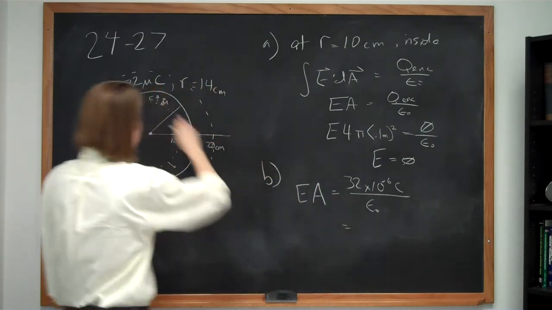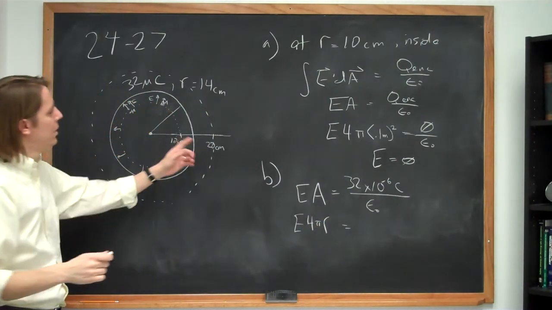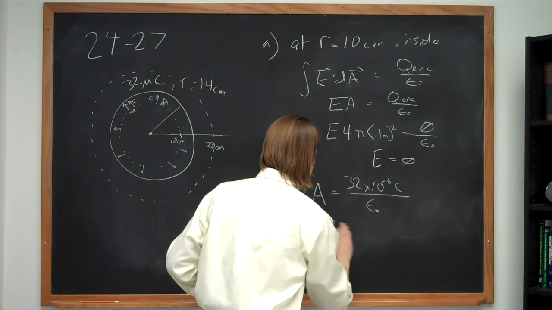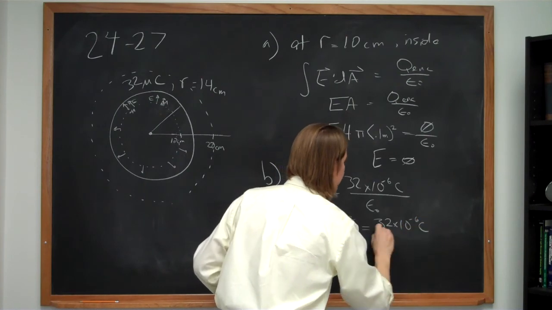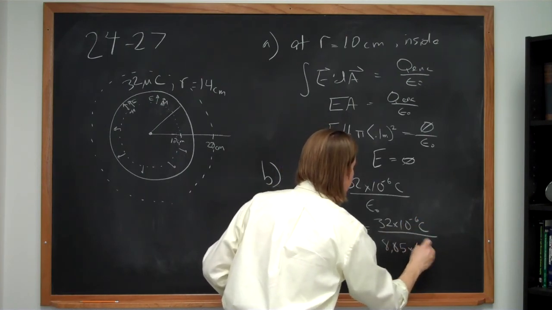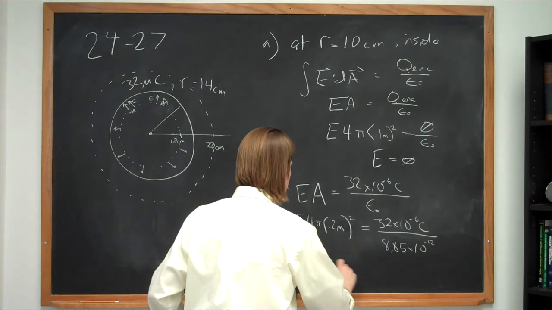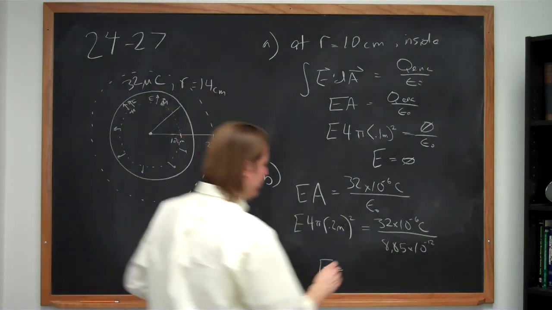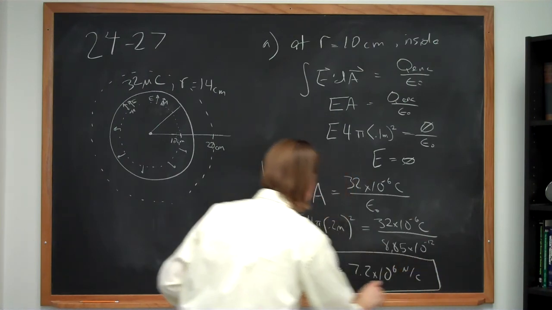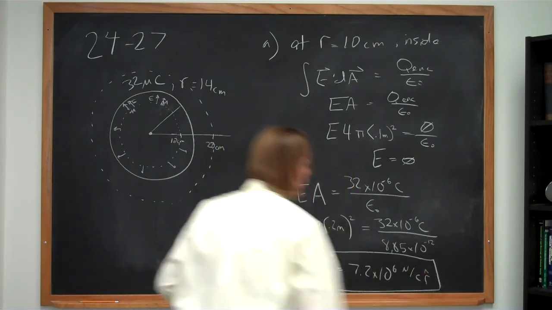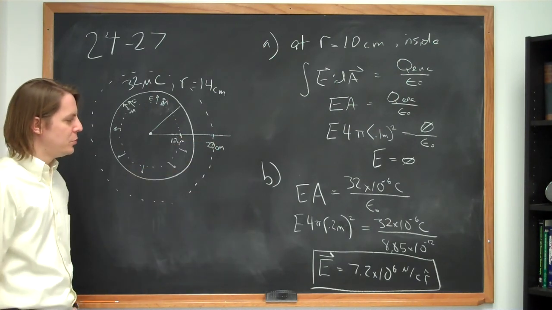And EA, okay, well E is what we're looking for. E times 4 pi, and then 0.2 meters squared, 4 pi r squared, 32 times 10 to the minus 6 coulombs, 8.85 times 10 to the minus 12. So there's every number you need. You plug in for E, solve for E, and you should get 7.2 times 10 to the 6 newtons per Coulomb. And if you want to make it a vector, you can, and just say it's in the radial direction, always pointing out. Okay, so inside it was 0, outside it was 7.2 million newtons per Coulomb.